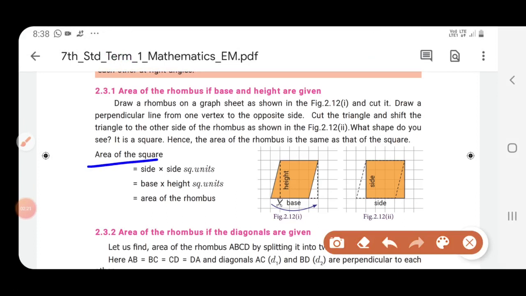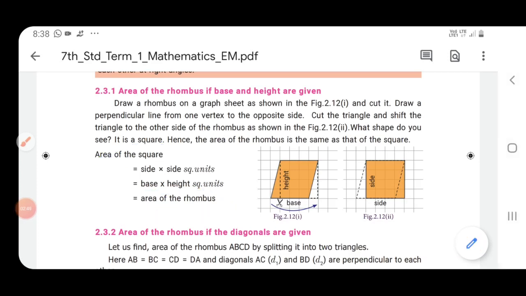Here they have given area of the square. So when base and height are given, what do we have to use? We have to multiply base and height. Simply we have to multiply. So this is equal to the area of the rhombus. Here, rhombus looks like a square, but in a square both diagonals are equal. In a rhombus both diagonals are not equal. That is the simple difference.